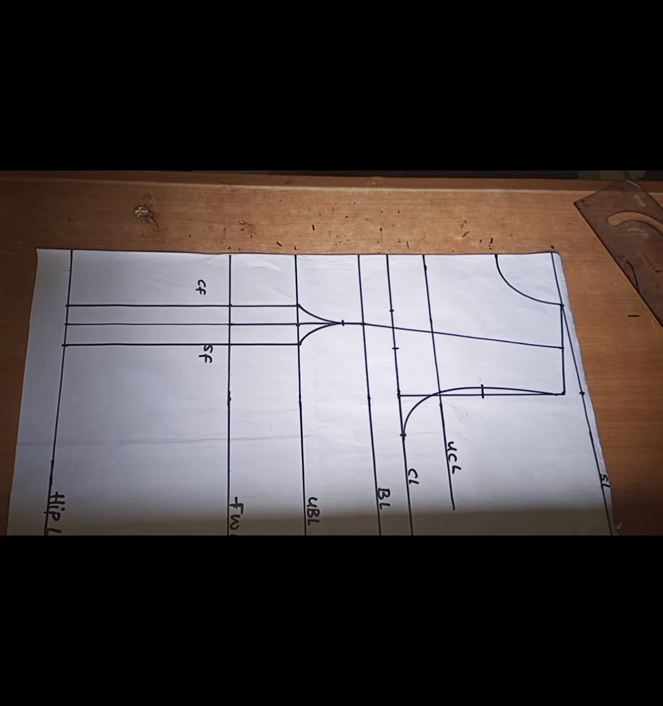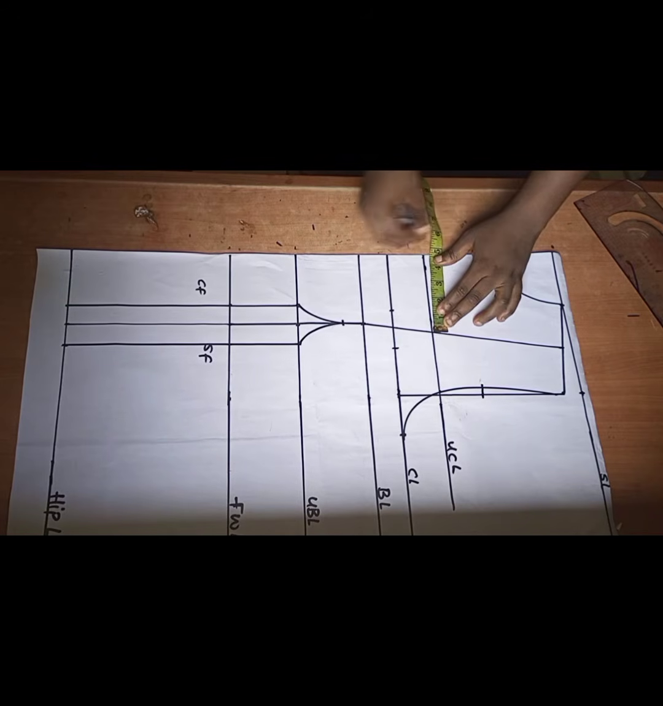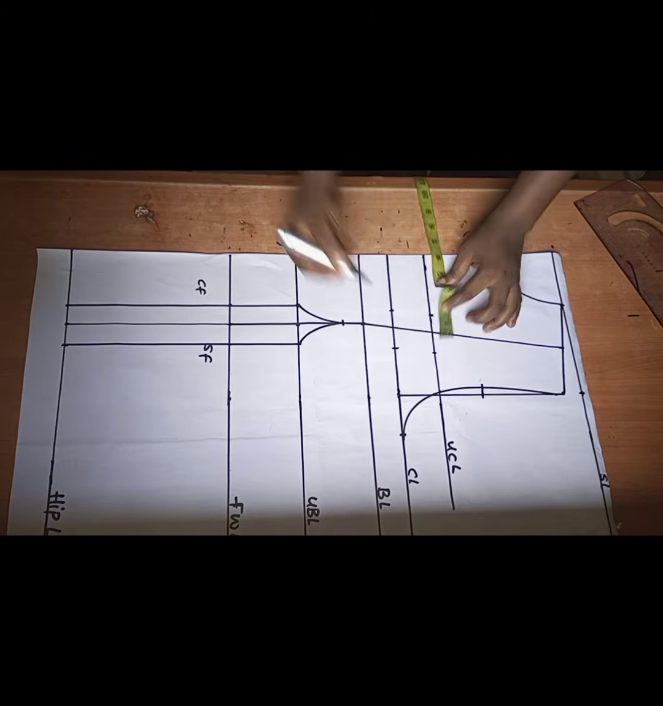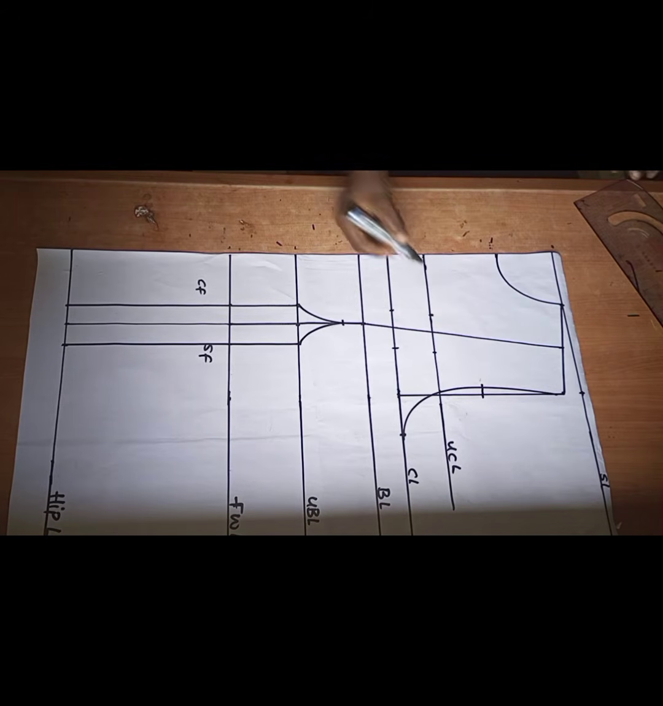The next thing I will do is to mark 1 inch this way on my center front and then my side front on the dart leg. Okay, now I will go ahead and connect it this way.